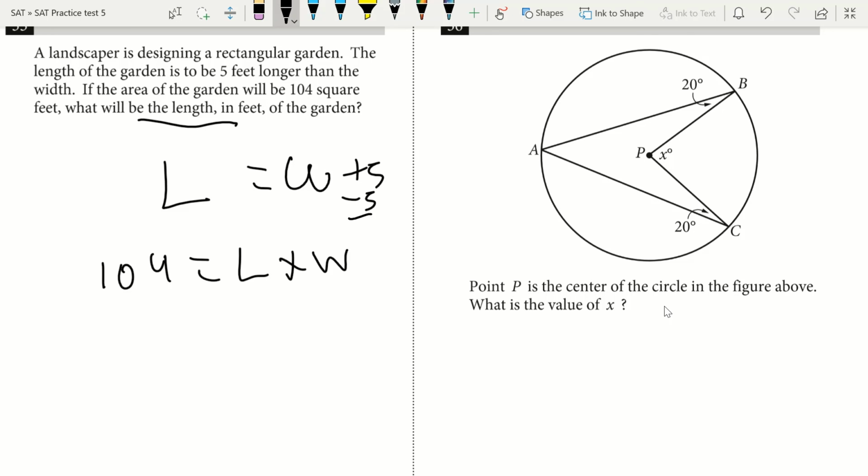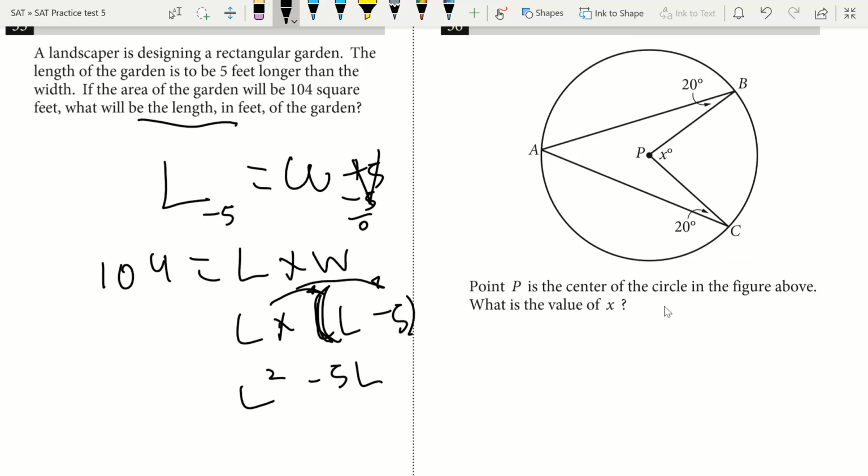To solve for L, I need to get what my W equals in terms of L. I know that my W will equal L minus 5, so I'll have L times the quantity, this is parentheses, not an L, right? L minus 5. I distribute my L. I get L squared minus 5L equals 104. Now I see that there's not really anything I can do here except subtract 104 from each side and then factor it.